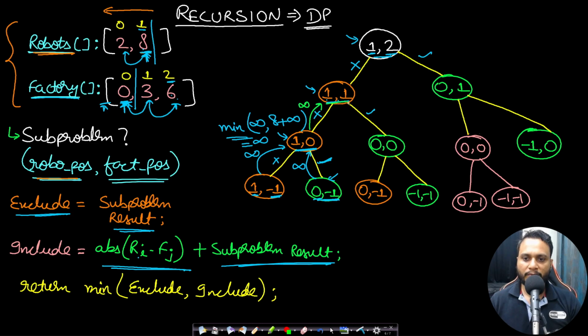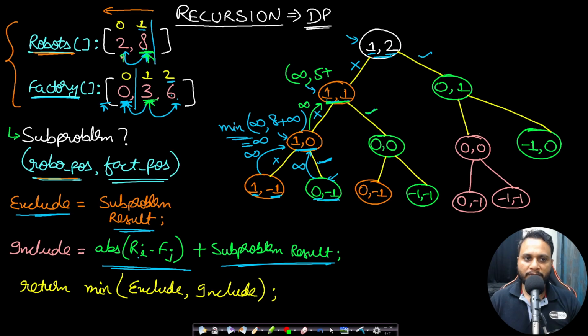Okay. Now this 1 comma 1 subproblem got infinite value from the left hand side. Now when I try to assign this robot number 1 to factory number 1, then what will happen? Then actually we have to add the distance, right? What is the distance traveled if you have to repair robot number 1 with factory number 1? It is the gap, which is 8 minus 3 absolute. So this will be 5 plus.